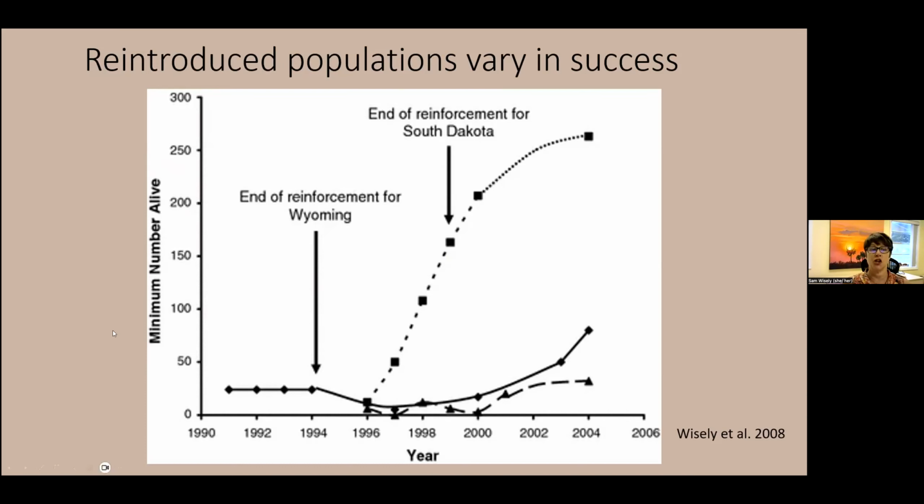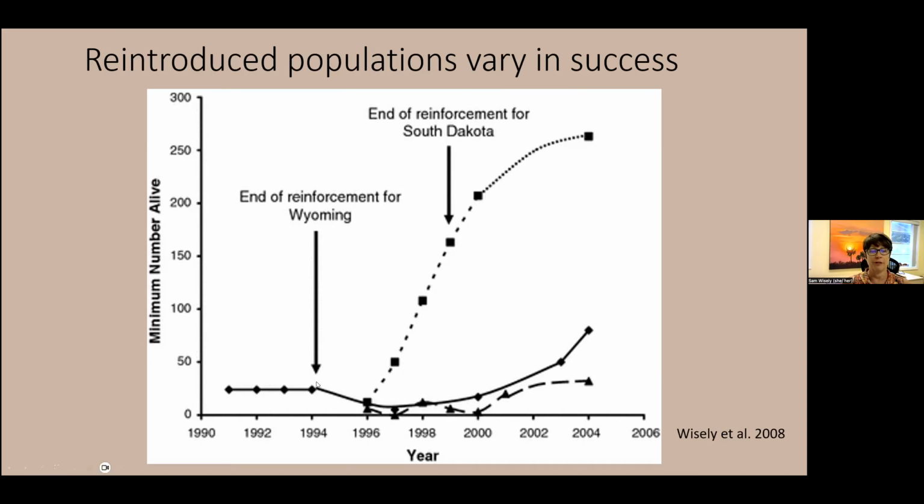So this is a survey that takes into account the minimum number of individuals alive. So it's basically spotlight surveys. And then we have an axis here of year. And I'm just showing you 3 of the 17 reintroduced populations. And so for instance, let me show you the Wyoming population here. Reinforcement means that animals from captivity are reinforcing the wild population. So every year, animals from captivity are added to the wild population.